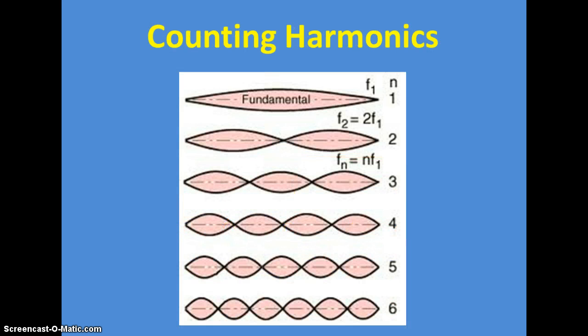How we count standing waves, or how we describe them, is by the harmonic number. You can have the first harmonic, which is the fundamental. The second, notice there are 2 antinodes, which makes it the second harmonic. The third harmonic, there are 3 antinodes. So if you can count the antinodes, you can figure out which harmonic you are in.